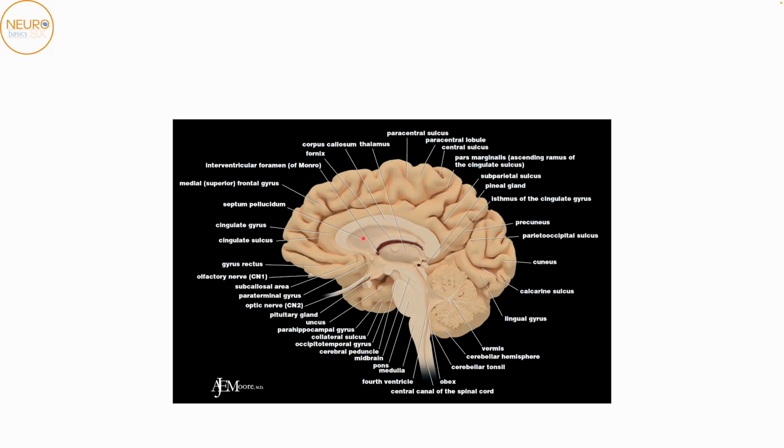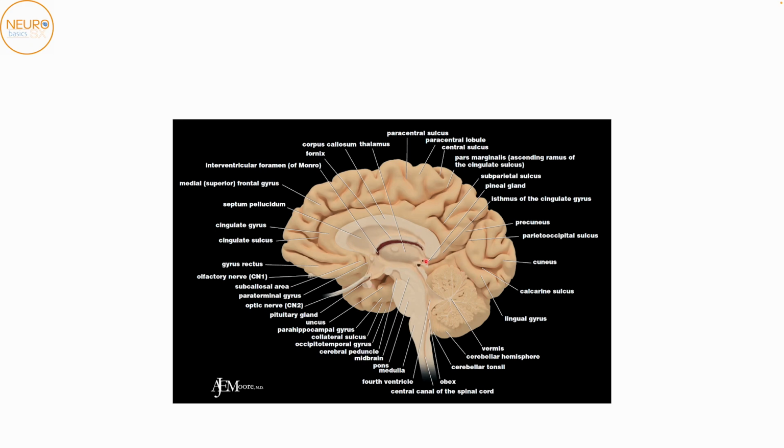You have the septum pellucidum separating both the lateral ventricles, and then here you have the fornix, below which you have the choroid plexus over here. This is the third ventricle below the fornix, which is bordered by the thalamus on both sides. This is the massa intermedia over here, and this is the location of the hypothalamus. This is the optic chiasm, and this is the pituitary gland.